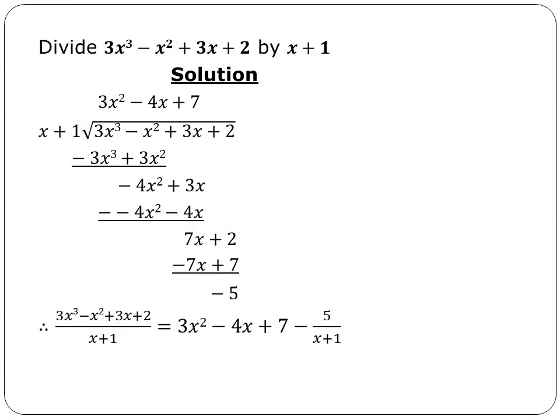Similarly, the last question is divide 3x cubed minus x squared plus 3x plus 2 by x plus 1. A quick check shows that this is also an improper fraction where the degree of the numerator or the dividend is 3 and that of the divisor is 1. We can proceed. Now try this on your own, and you have to obtain your quotient to be 3x squared minus 4x plus 7 and a remainder of minus 5.